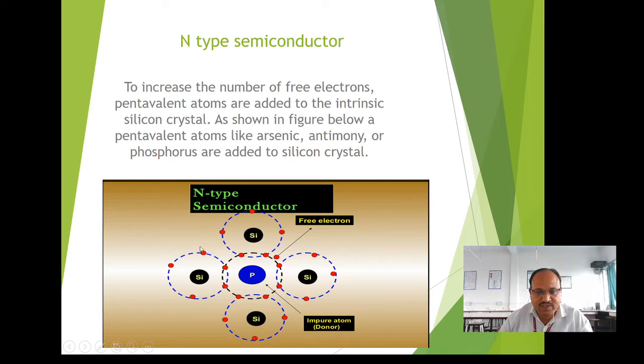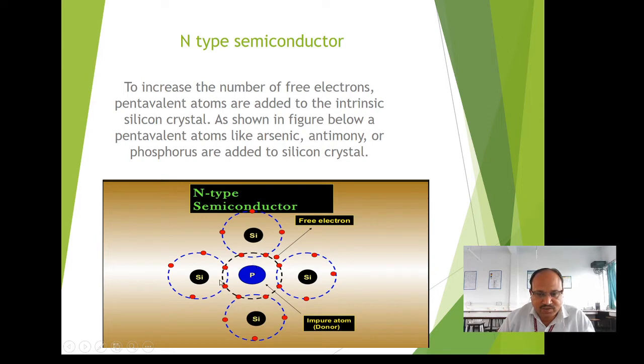Therefore, to increase the number of electrons in this silicon crystal, a pentavalent atom is added into the silicon crystal. Now this diagram is showing you that one pentavalent atom like phosphorus is added into the silicon crystal. While forming a crystal, this pentavalent atom is surrounded by 4 silicon atoms. This pentavalent atom has 5 electrons in its valence shell, while all these silicon atoms have 4 electrons in their valence shell.